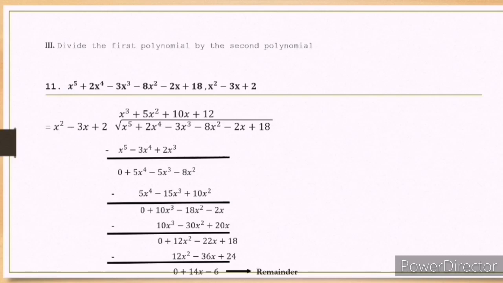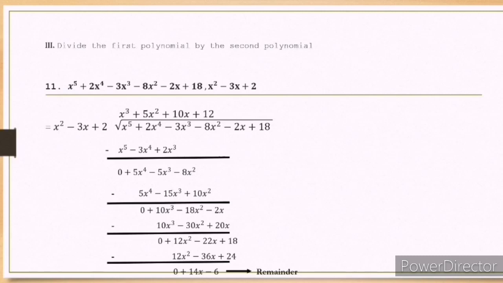Then 10x cubed divided by the first term of the divisor is equal to 10x. 10x times x squared is equal to 10x raised to 3. 10x times negative 3x is equal to negative 30x squared. 10x times 2 is equal to 20x. Then subtract.